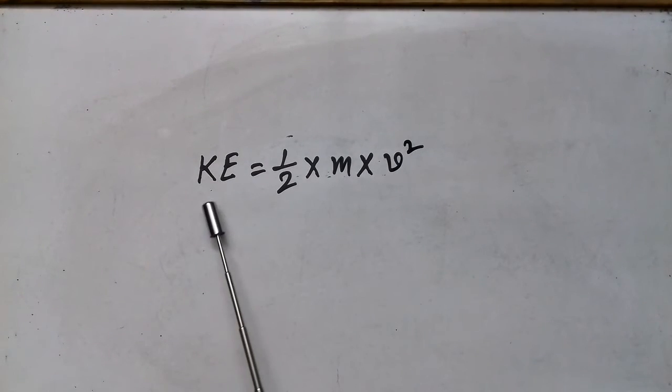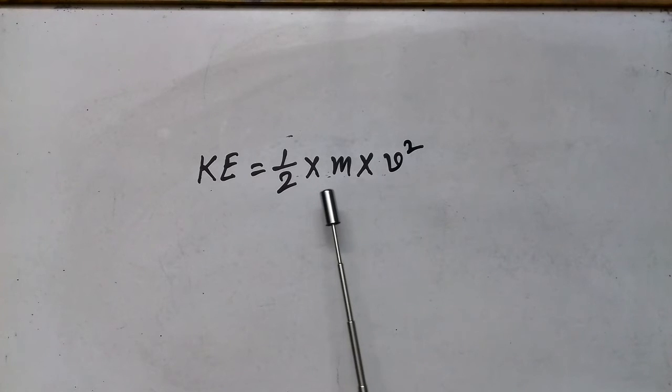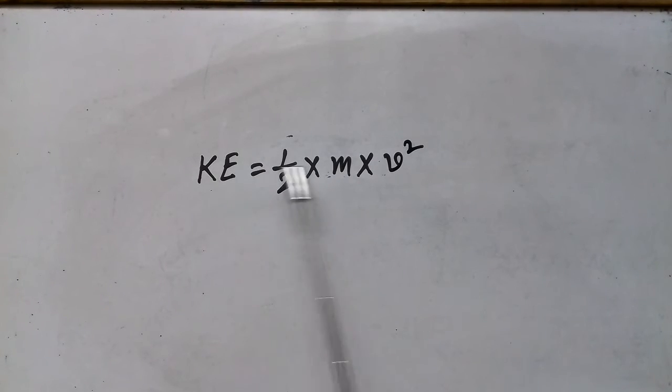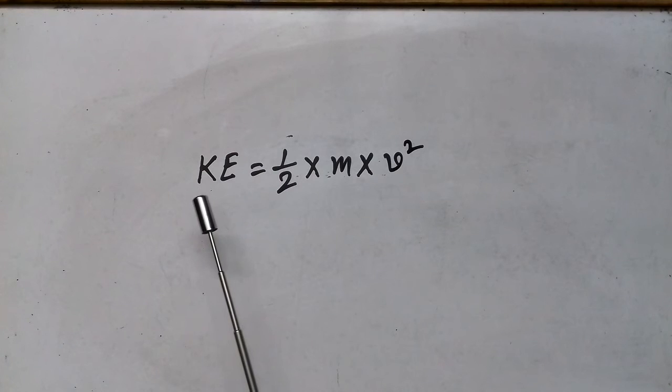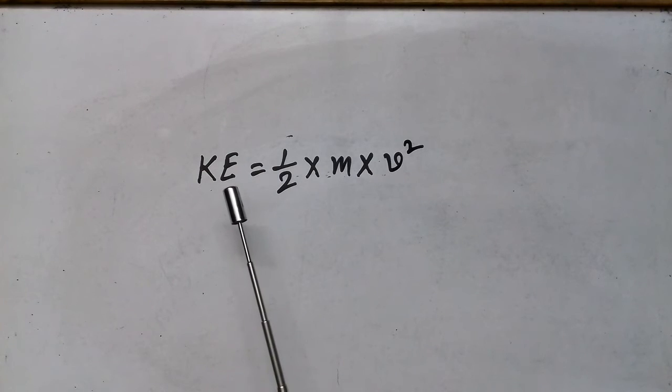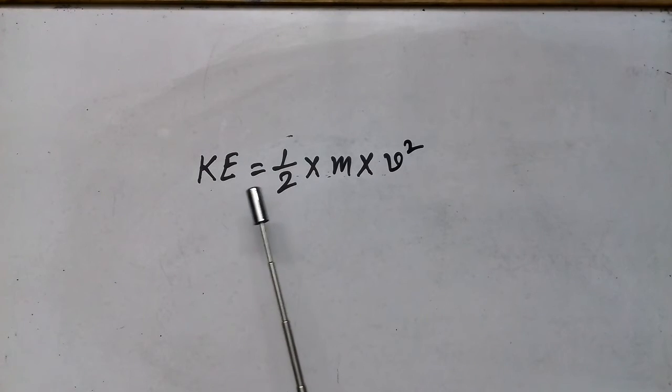As we know, kinetic energy is half mv square. There are three quantities. Out of these three quantities, if any two are given, we can find out the third one. So on the basis of that conception, let us consider another type of problem.